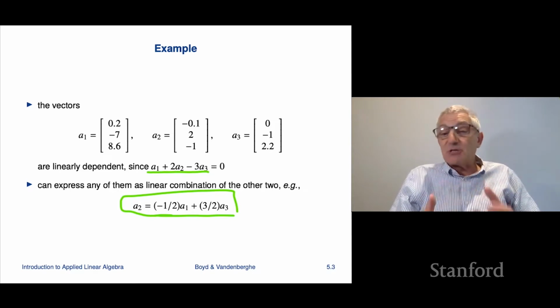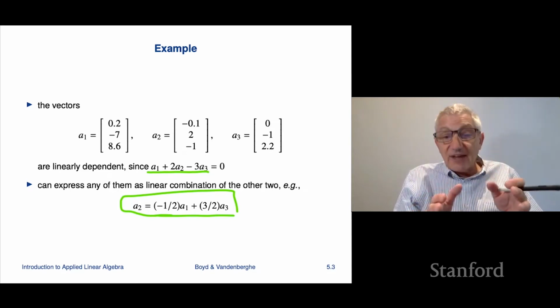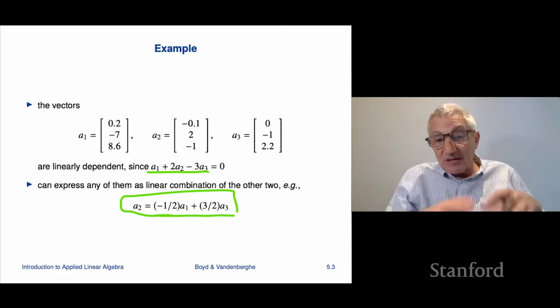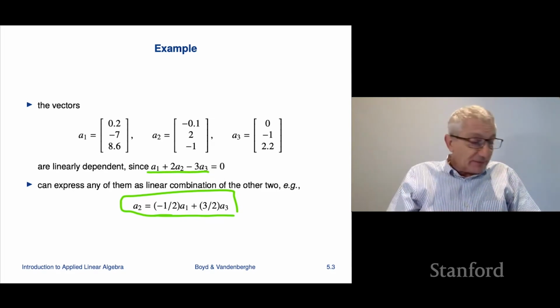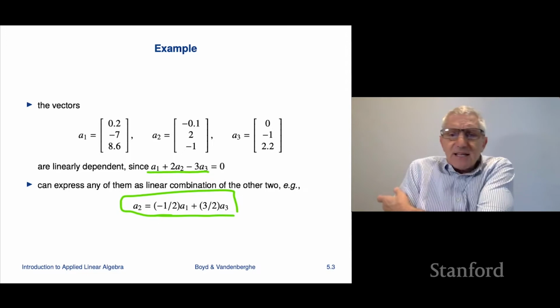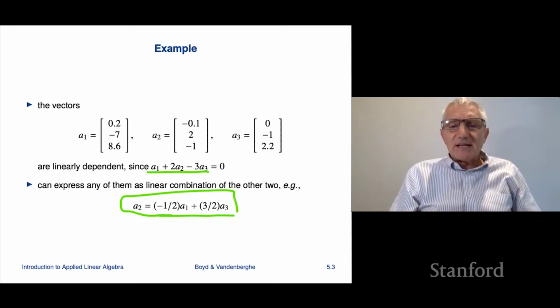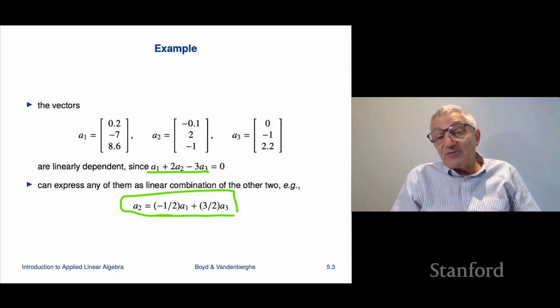It simply means these are dependent, and one of the vectors, in this case all three, can be expressed as linear combinations of the others. Okay. Now, in some applications, a linear dependence has a meaning, and it also may have a different name.